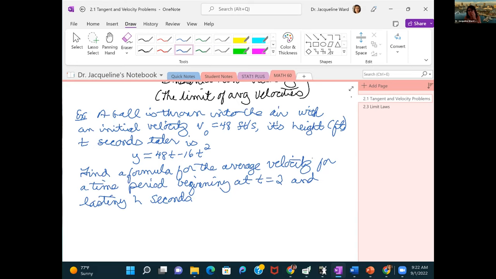Okay, so again, I want to stop and just regroup and make sure we all understand what's going on. We have this height function as a function of time. Ball's thrown into the air. We can find out the height based on how many seconds have elapsed, right? So when t is like 3 seconds, we can figure out the height of the ball. We're looking to find a formula for the average velocity. When you throw a ball up, it's going to start with an initial velocity, but then gravity is going to be pulling it down. So the velocity is going to be changing over time. So we want to get the average velocity over a particular time period.